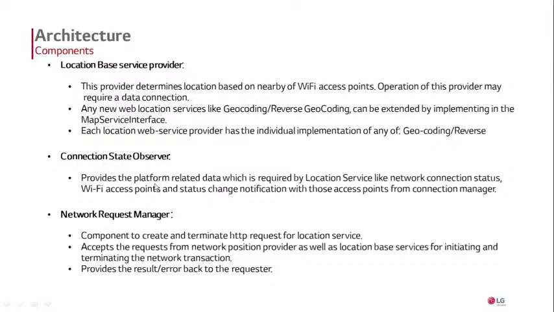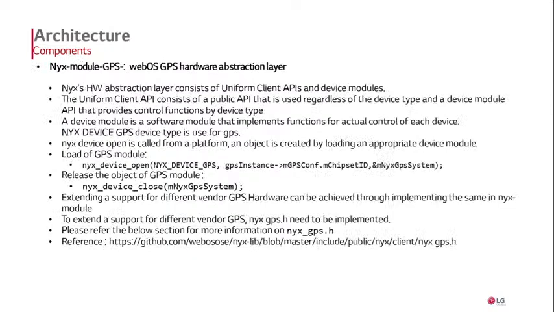Connection state observer provides the platform-related data which is required by the location service, like network connection status, Wi-Fi access points, and the status stream notification with those access points from the connection manager. The network request manager, as we explained earlier, is the component to create and terminate the HTTP request for the location service. It accepts the request from the network position provider as well as the location-based service for initiating and terminating the network transaction. It provides the results or error back to the requester.